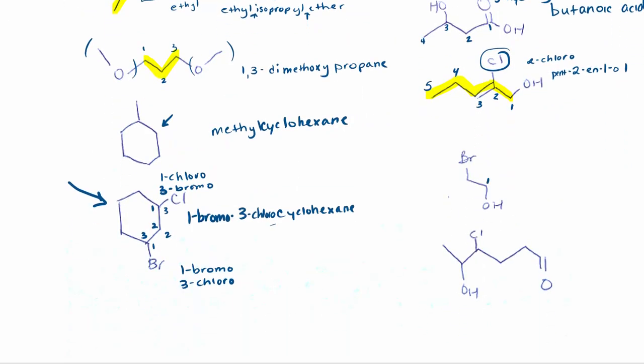Here, one that's a little bit easier. We have 2 carbons here. I'm going to start numbering it with the alcohol group. So we would call this ethanol. And this is a 1-ethanol, 2-bromo.